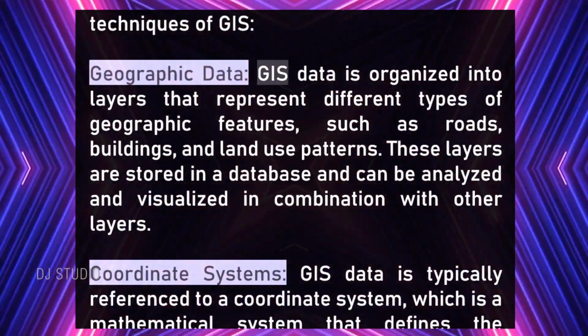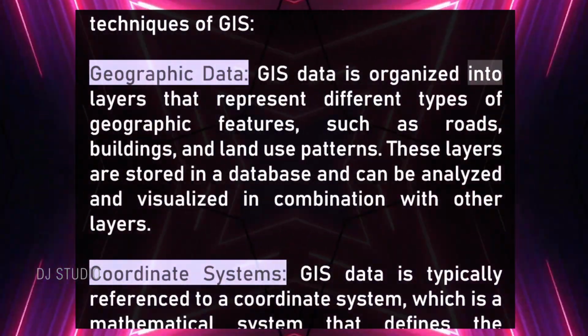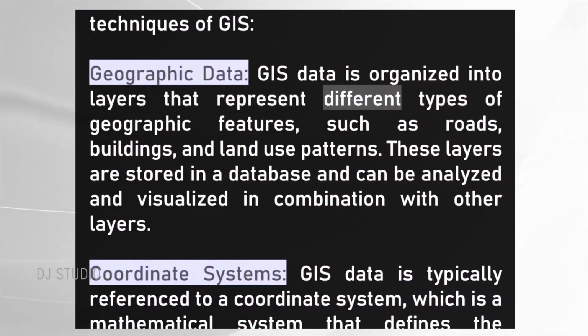Geographic data. GIS data is organized into layers that represent different types of geographic features, such as roads, buildings, and land use patterns. These layers are stored in a database and can be analyzed and visualized in combination with other layers.